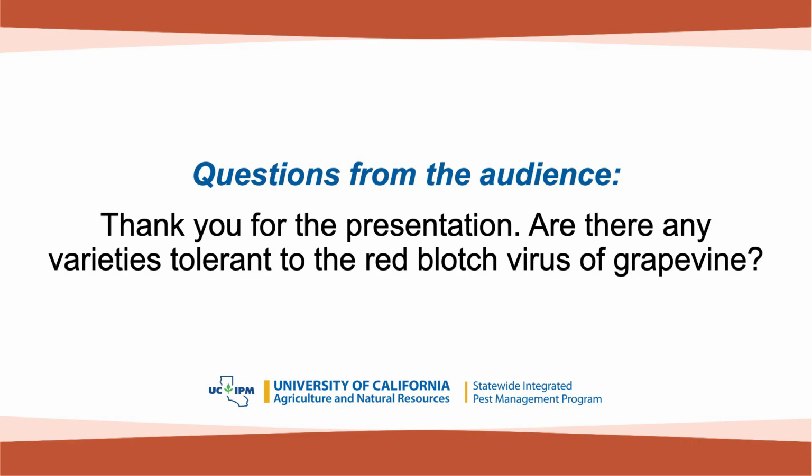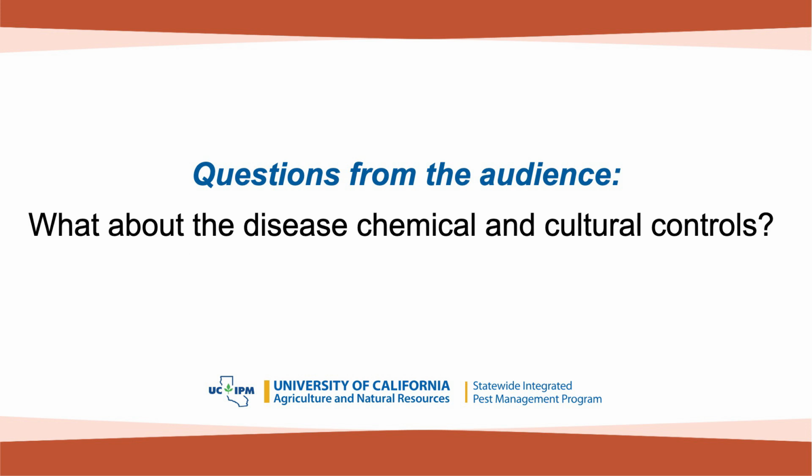Okay, and then another question, what about disease, chemical and cultural controls? So there are no chemical controls for the pathogen itself. There are insecticides that will kill the vector, but what we don't know is, the vector would be killed, but we actually don't know what the effect is then on spread of the disease as a result of that. So that's still ongoing work.